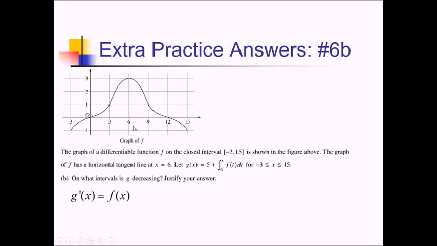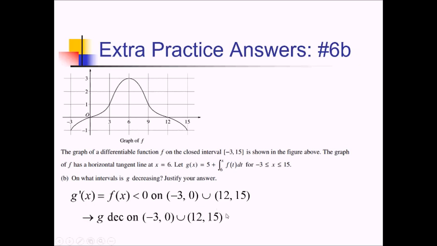Well, here's a graph of f. We can observe on the graph that f is negative, below the x-axis, on the interval from -3 to 0, and also from 12 to 15. Since f is negative in these places, it follows that g is decreasing on those very same intervals.